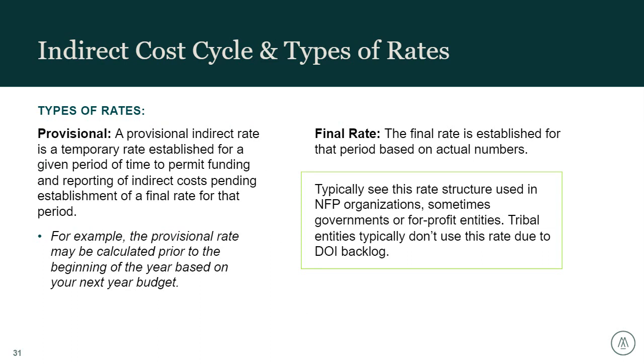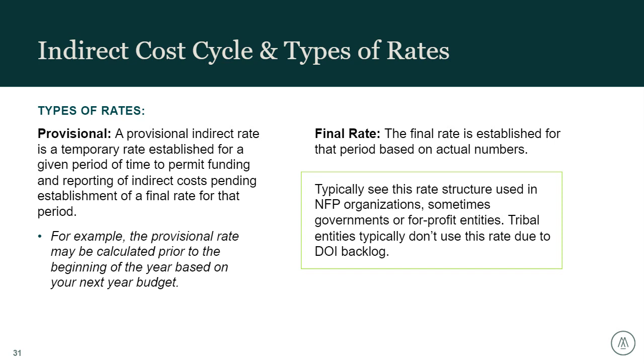Now let's look at what types of rates there are. The first one on our slide is the provisional rate. A provisional indirect rate is a temporary rate which is established for a given period of time to permit funding and reporting of indirect costs pending establishment of final rates for that period. We also have a final rate, which is established for that period but using actual numbers.